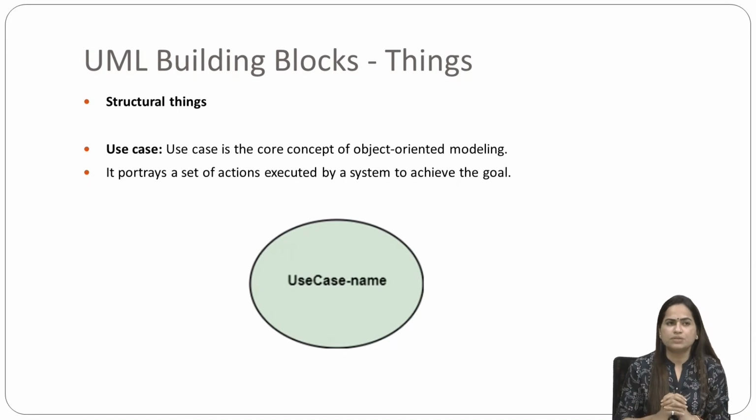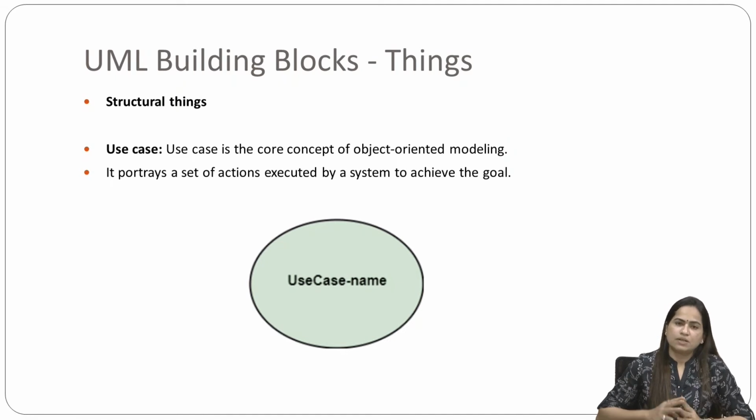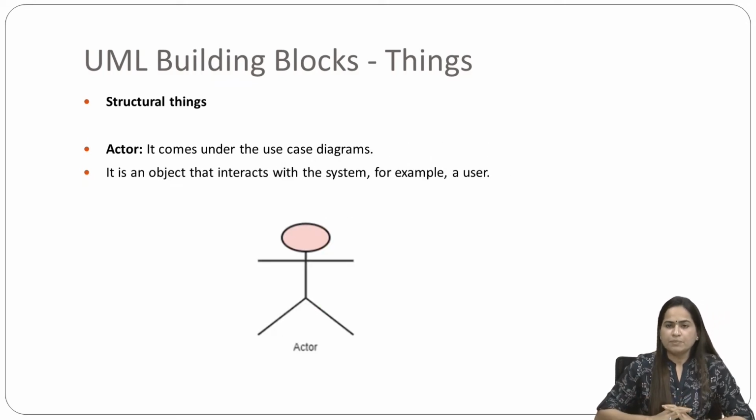Next one we have is use case. Use case is the core concept of object oriented modeling. It portrays a set of actions executed by a system to achieve the goal. The symbol is an ellipse only, but without any dotted line, and in it you will have the name of the use case. Then after we have actor.